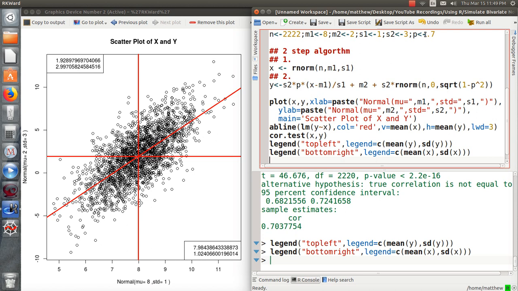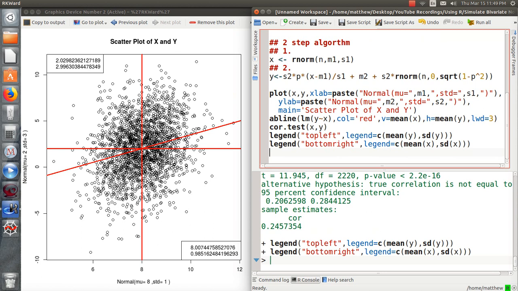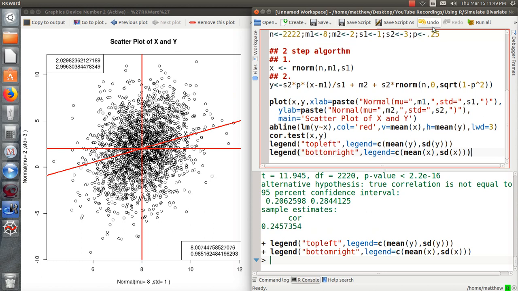So what we want to do here is go through a few values. Let's say 0.25, and then rerun it, and we get this. So the slope is a little bit different, a little less.